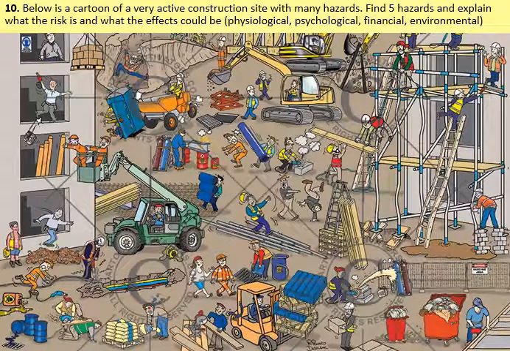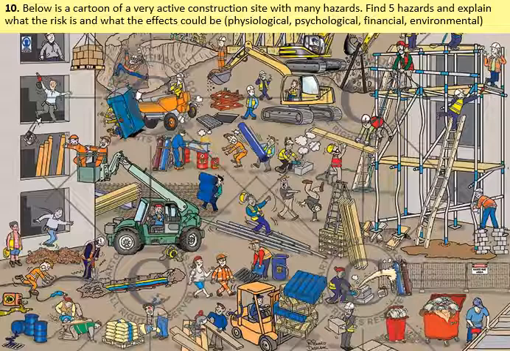Okay, so question 10. This is a little bit like Where's Wally, because below there is a cartoon of a very active construction site and it's got loads of hazards. All you need to do is find 5 hazards, and trust me, there's more than 5, and then explain what the risk is. So what is the actual hazard and the effect that it could create?